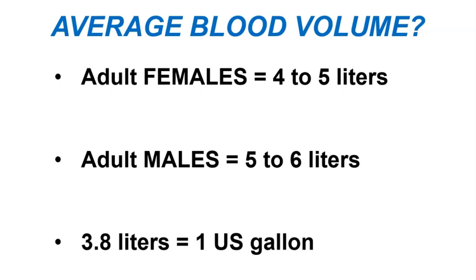The amount of blood in a typical adult varies with sex. So adult females can have approximately 4 to 5 liters of blood. Meanwhile, adult males tend to have about 5 to 6 liters of blood volume. So keep in mind here that a single US gallon contains about 3.8 liters.